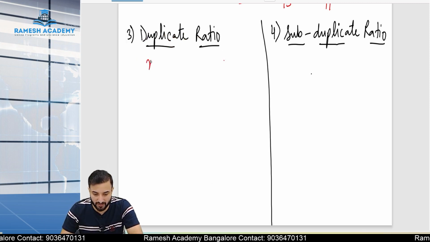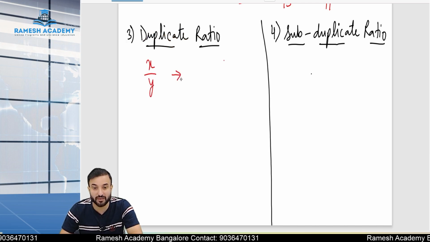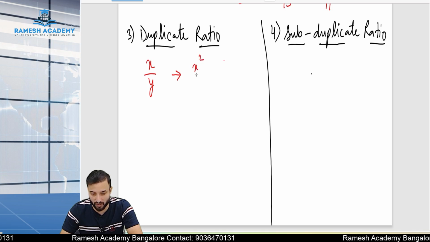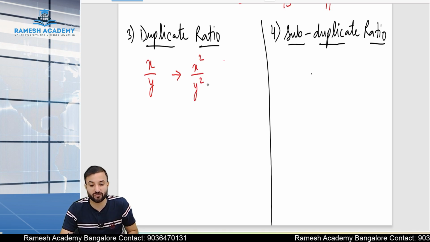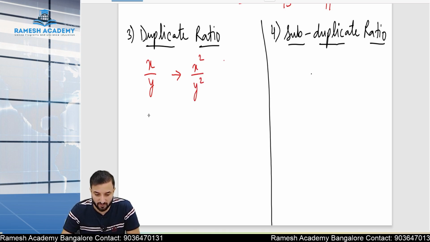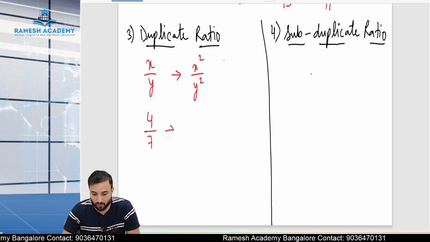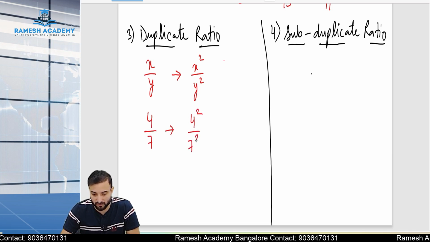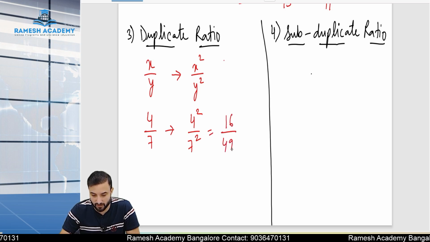Suppose we have any ratio x by y. If we have to find the duplicate ratio, it will become square, x square by y square. That is the duplicate ratio. Square we will do. Okay, just imagine if any ratio is 4 by 7. So duplicate ratio is, we have to do the square. 4 square by 7 square. The 4 square is 16 by 7 square is 49.